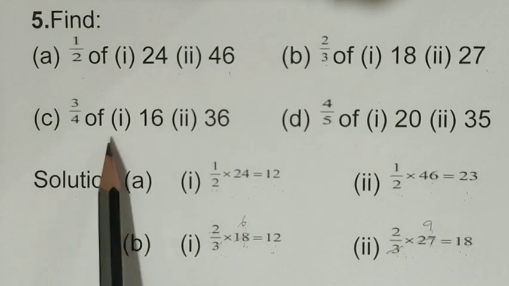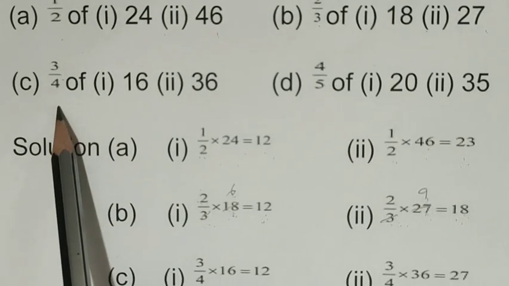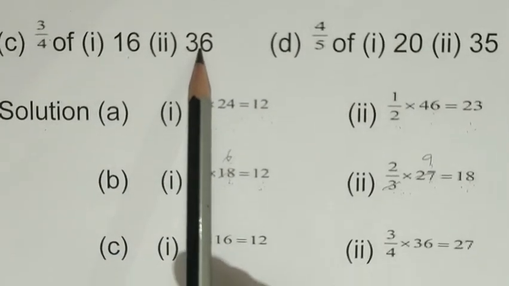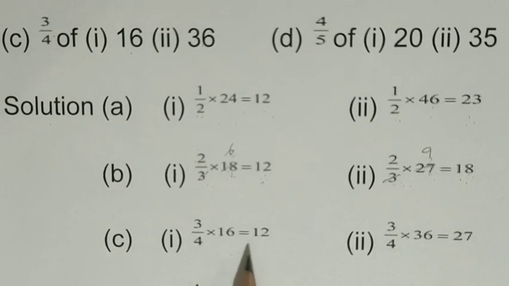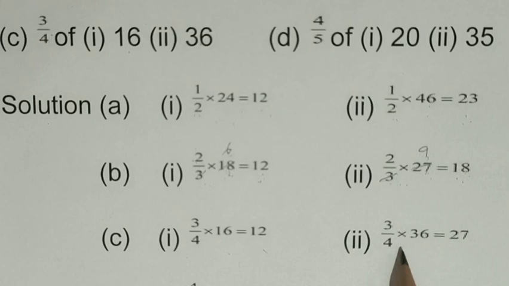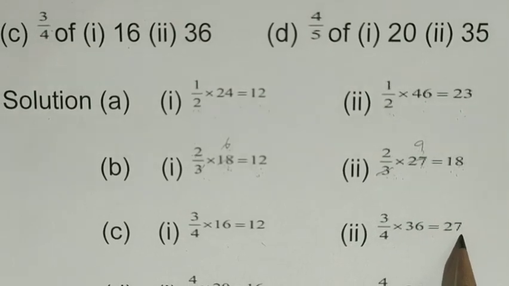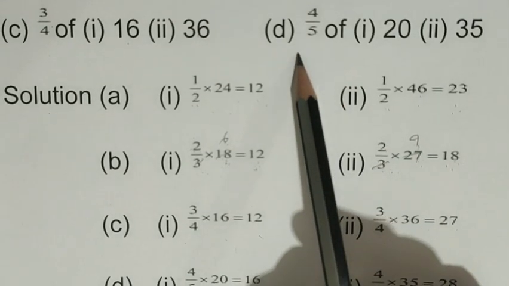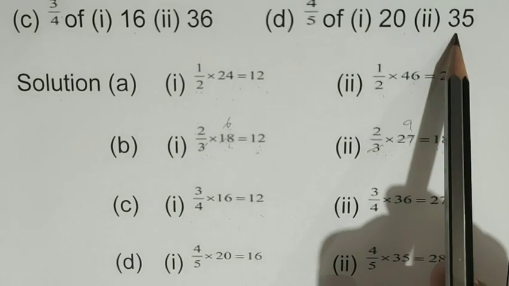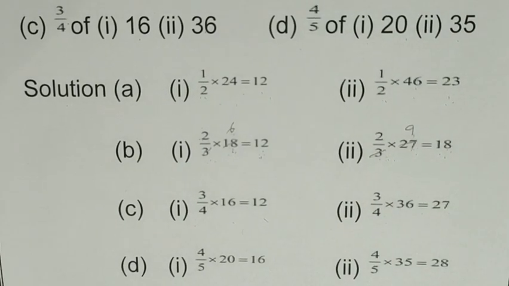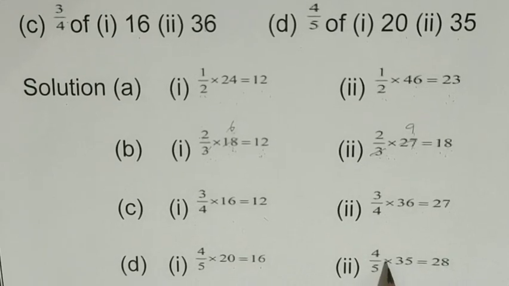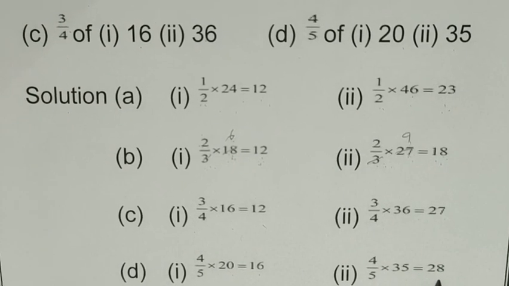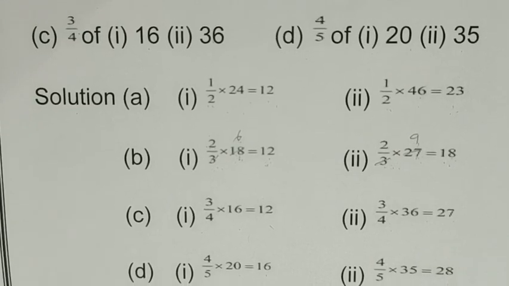Now I'll go for the C and D questions first. 3 by 4 of 16 and 3 by 4 of 36. So what is the answer? 3 by 4 into 16, it is equal to 12. Similarly, 3 by 4 into 36, it is equal to 27. Now D, 4 by 5 of 20 and 4 by 5 of 35. So what is the solution? 4 by 5 into 20, it is equal to 16. 4 by 5 into 35 equal to 28.